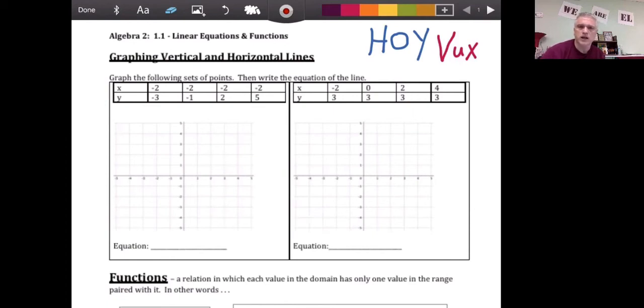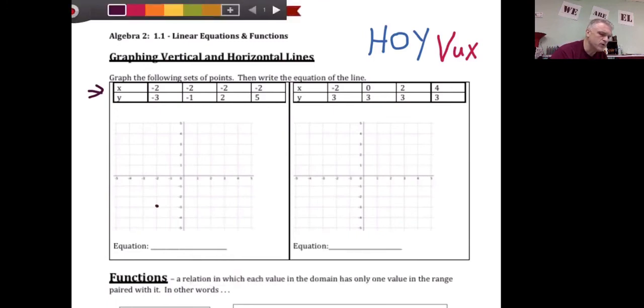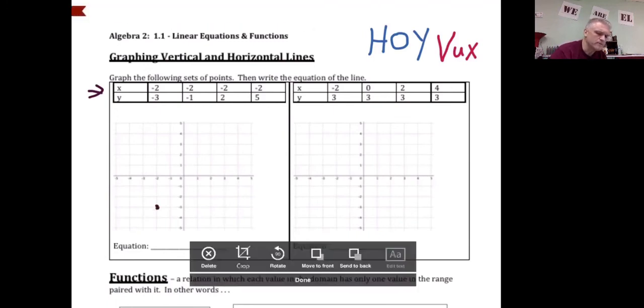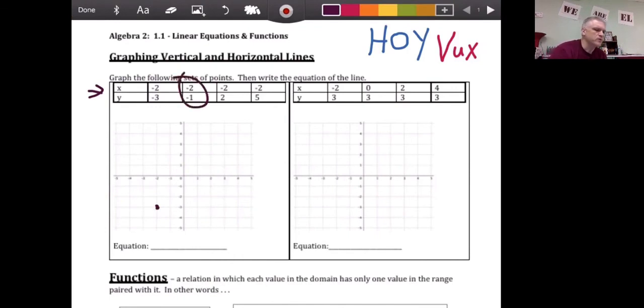Graphing vertical and horizontal lines. We are going to first graph this line. It's listed here with a set of ordered pairs on the left. They gave you some XY coordinate pairs, and we'll take the first point, which is -2, -3. So if we go left 2 units and down 3 units, should be right about at that point right there, right? The next point that we have, -2, -1.